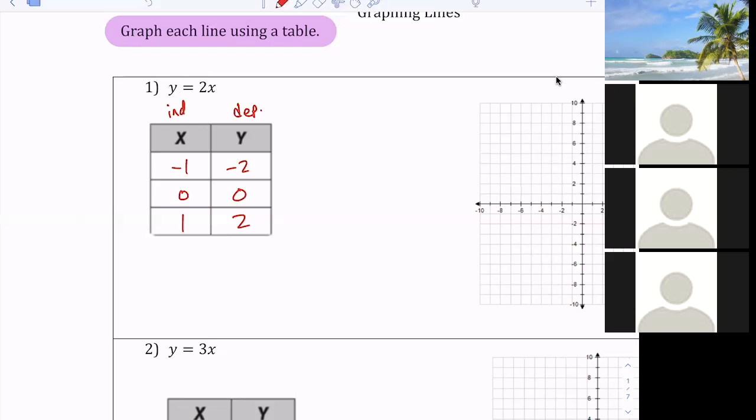Because I'm plugging -1 in for this X right here. Plugging -1 in for X. So that's 2 times -1. Then it's 2 times 0. Then it's 2 times 1. Anybody have any issues with that now?